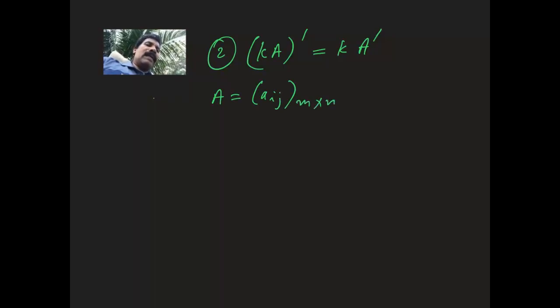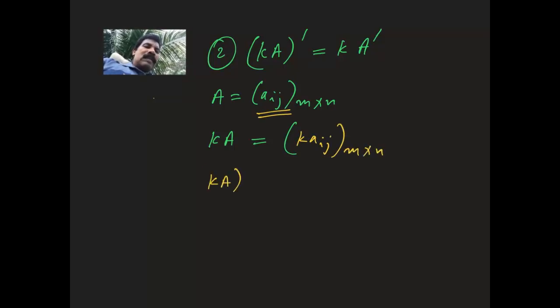Now the next property is that (kA) transpose is k times A transpose. Now let us see why it is so. Let capital A be equal to Aij of order m by n. Then what is kA? We know that we have to multiply every element Aij by k, so that is k Aij, and the order will be the same, m by n. Now we shall go for its transpose. So its transpose means the cell address ij will become the jith position, so that is k Aji of order n by m.